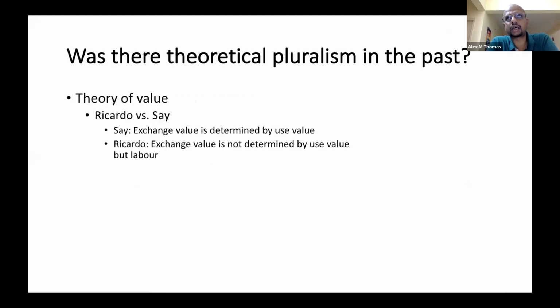Most of us who have engaged with history of economic thought would know that, at least in the context of the theory of value, when Ricardo was writing, Ricardo and J.B. Say differed, although Ricardo accepted Say's law in some way. But in the case of value theory, he was very clear that exchange value is not determined by use value, but by labor. Whereas J.B. Say argued that exchange value is determined by use value. So this kind of a debate, what in today's language one could call microeconomics, goes all the way back. And I think it still continues to happen today. But today, if we open a microeconomics textbook by Varian or by Mankiw, this kind of a debate is completely absent. And I think that this is deeply problematic.